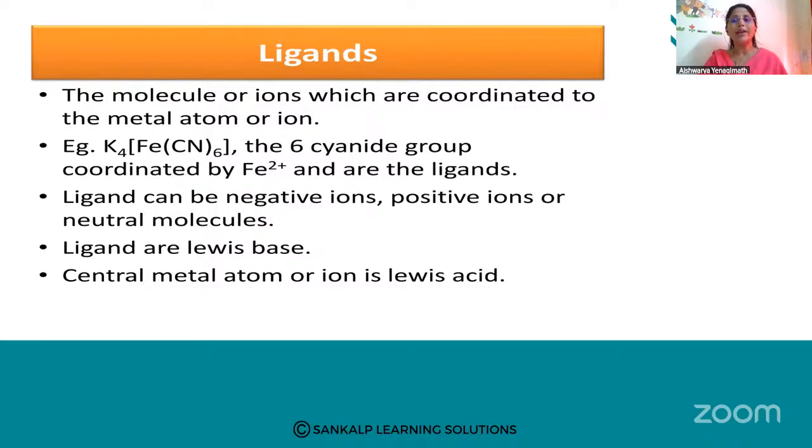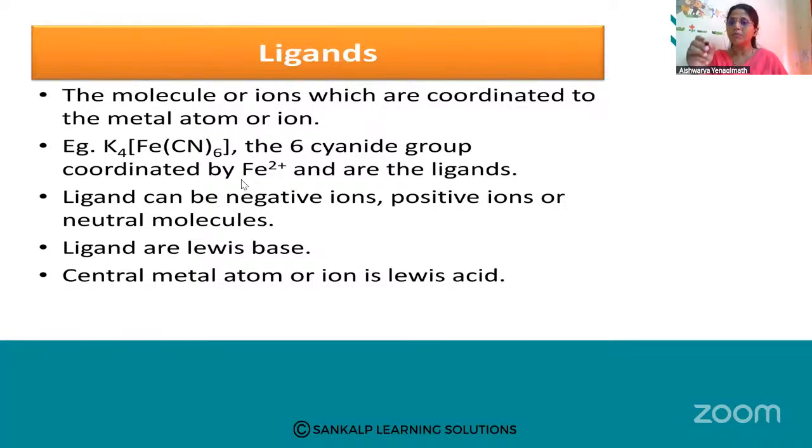In ligands, we saw what ligands are and what the different types of ligands are. They are donor atoms, so they give electrons. They share, rather than saying give, the electrons with the central metal atom. So ligands are the molecules or ions which are coordinated to the metal atom or ion.